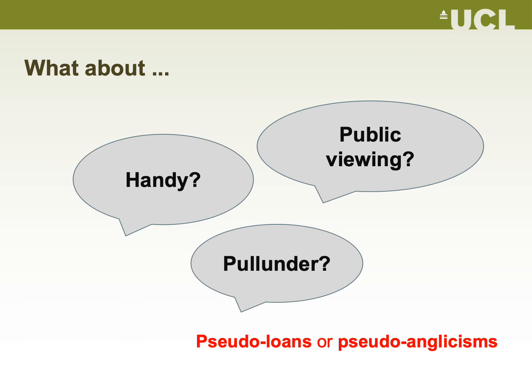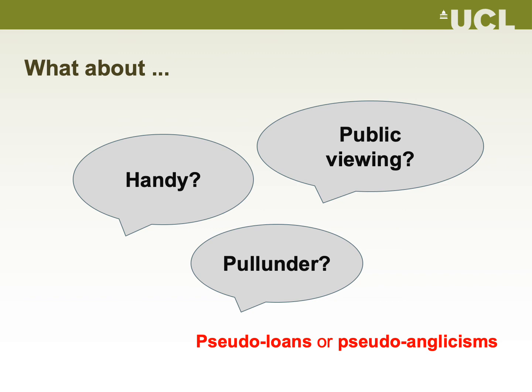And what about these examples? Handy, public viewing and Polunder. Handy, as we've discussed before, means mobile phone. Public viewing, we can probably guess what it means. It means something that's viewed in public, but in German it has a very specific meaning, and that is the outdoor screening of an event, usually a football match or other sporting event. And Polunder, well, it's linked to pullover in English, except a Polunder in German is a sleeveless tank top.